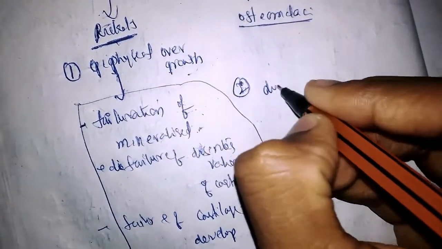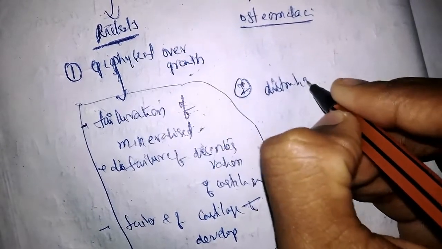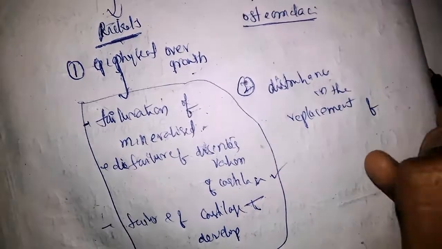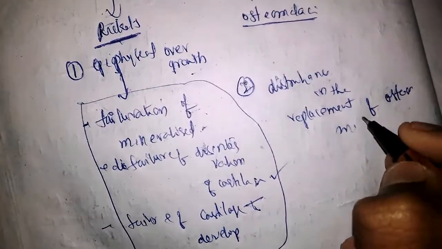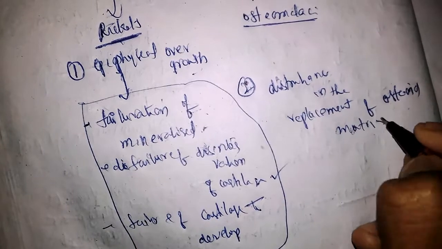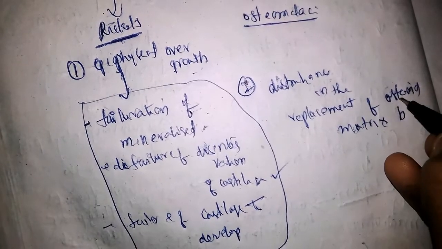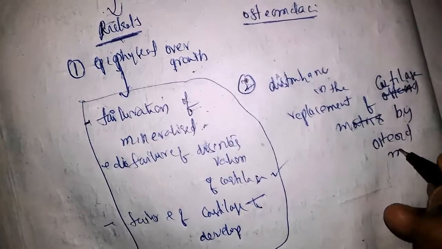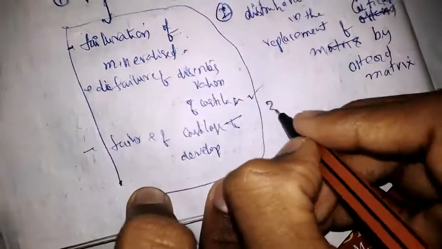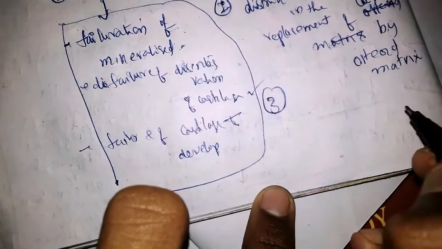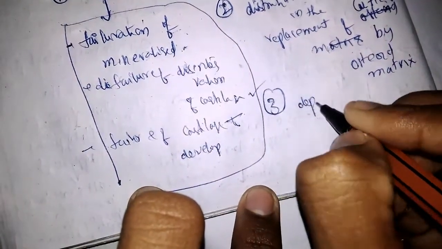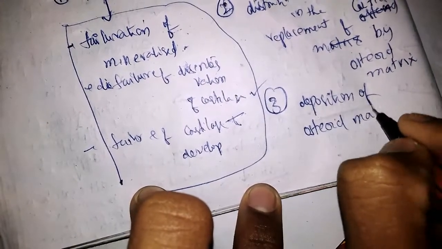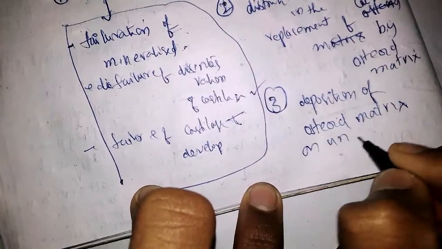Disturbance in the replacement of cartilage by osteoid matrix. And the third thing is deposition of osteoid matrix and unmineralized cartilage.